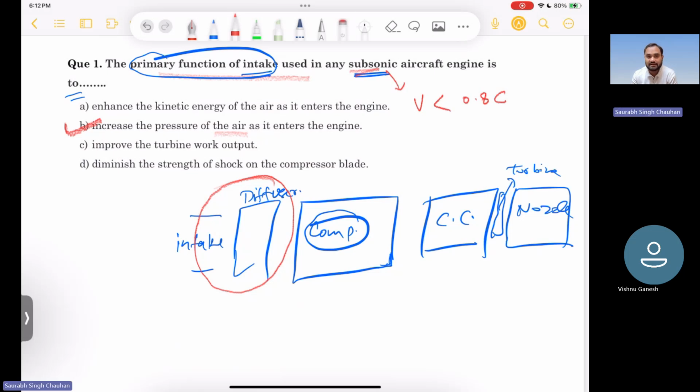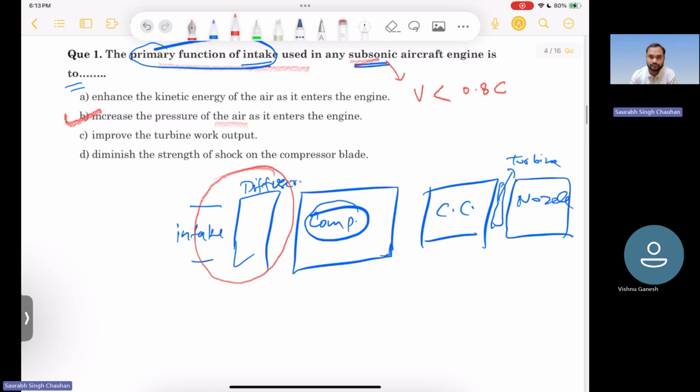It doesn't matter whether the intake air is in the subsonic regime or the supersonic regime or any regime. The purpose of a diffuser is to increase the pressure. If the flow is in some other regime, subsonic or supersonic, then the design of the diffuser can change. It can be converging or diverging or some other special design, but the main purpose remains the same: to increase the pressure.